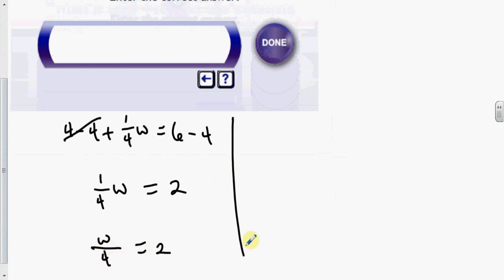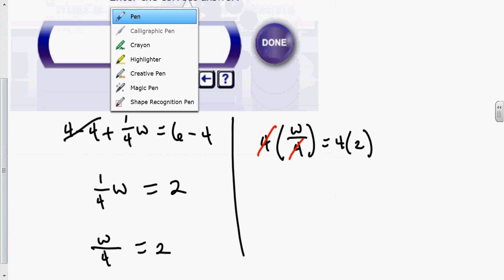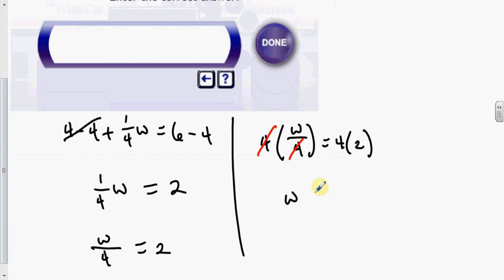Come over here. So to get the w by itself, this is w divided by 4. So I'm going to do the opposite operation. I'm going to multiply both sides by 4. So 4 divided by 4 cancels out there. That's the goal. I have left a w is equal to 8. That's the answer.